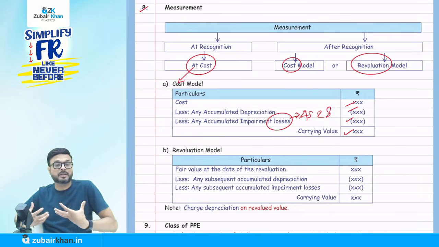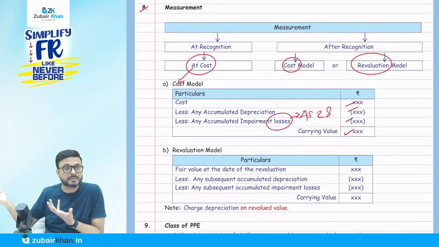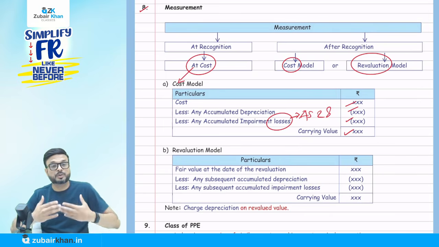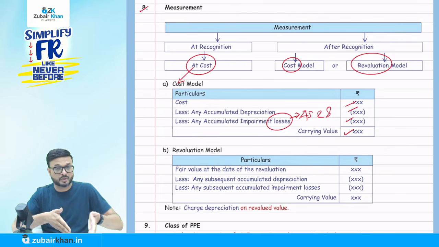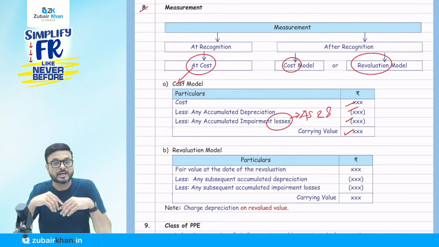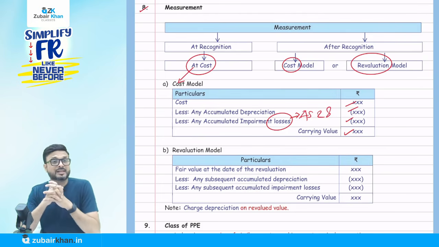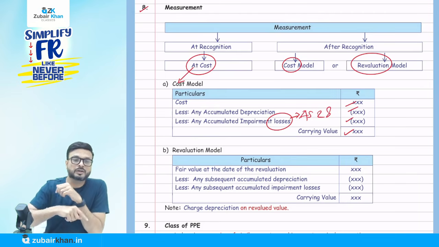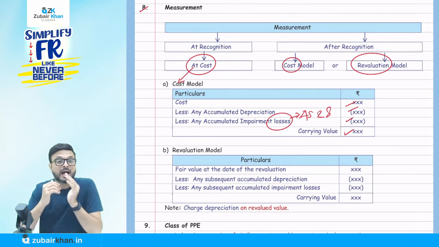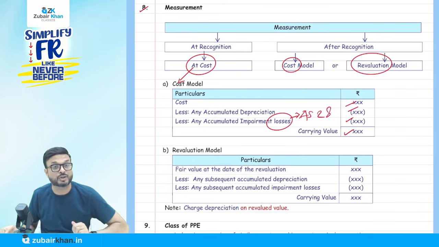The value appearing in my books of account is 10 crore, but the market value might be 9 crore that year. So do we have the option to increase or decrease the value in the books of account? The answer is yes, AS10 allows. We call it the revaluation model. Is it necessary to follow only the revaluation model? No, we have the option to follow either the cost model or the revaluation model.